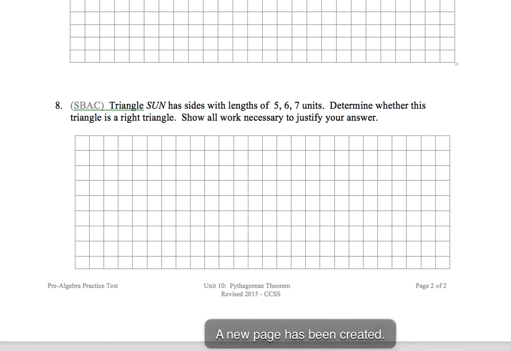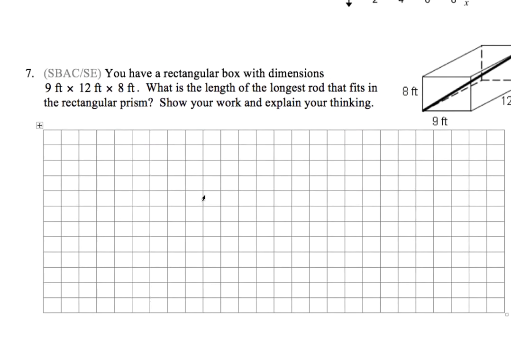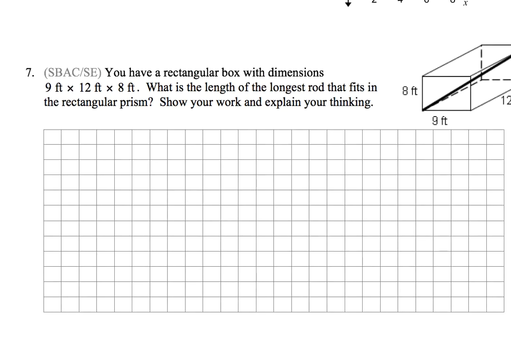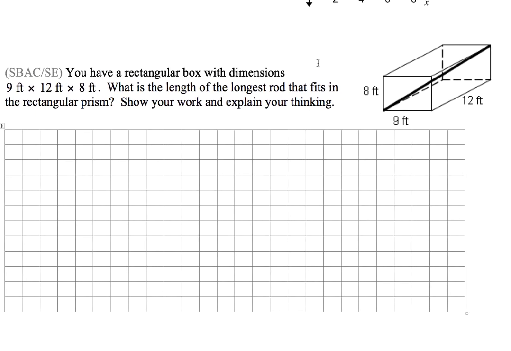All right, let's tackle number 9 or number 7. Let me get zoomed here. Okay, you have a rectangular box with dimensions 9 by 12 by 8. What is the length of the longest rod that will fit in this rectangular prism? This is a 2-step question. Okay. This rod up here, I'm going to make it red. Not yellow, let's do red.